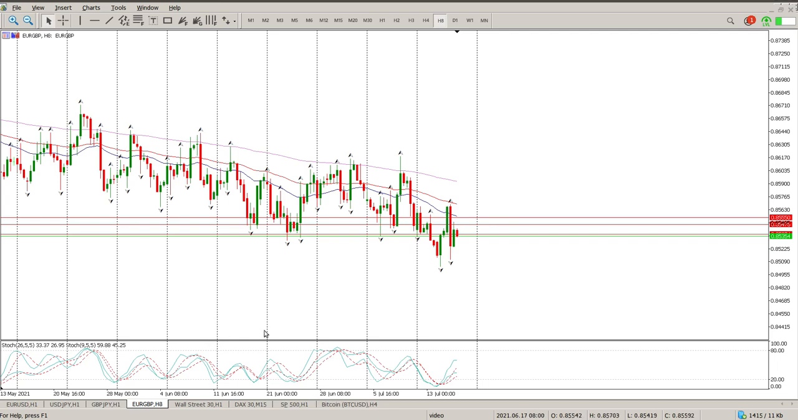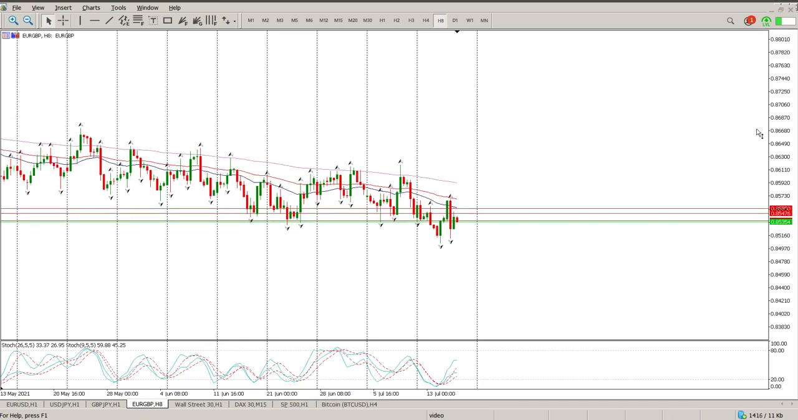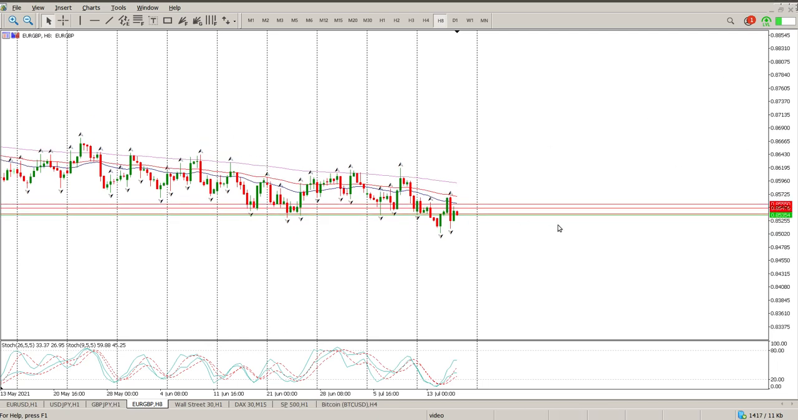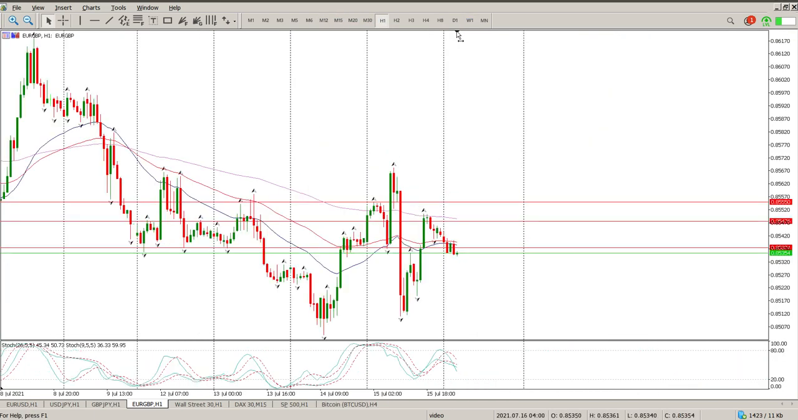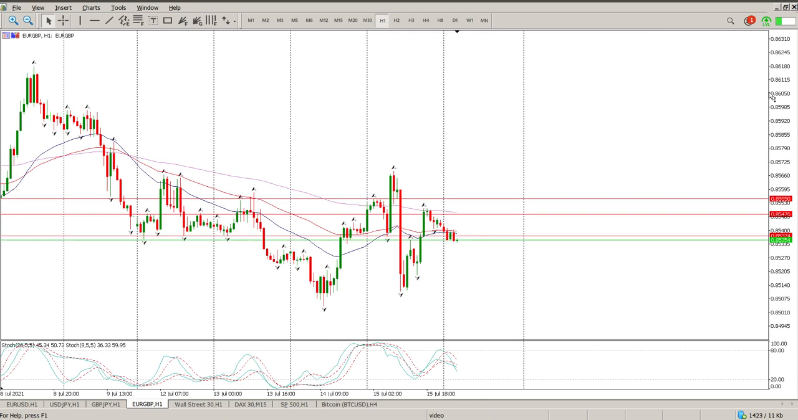Euro, British pounds, and this is still in a downward trend. You can see it's been downward for quite some time. We are sort of breaking through levels. We've got a crossover of our oscillators at the moment. We're below the moving averages. Trend is very clearly to the downside on the 8 hour.